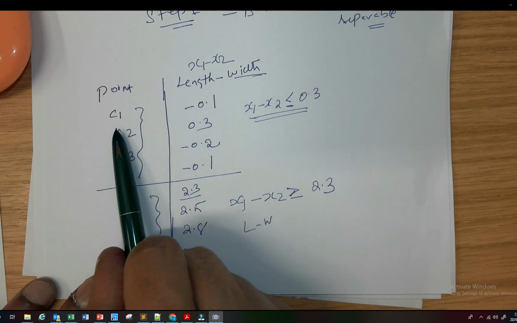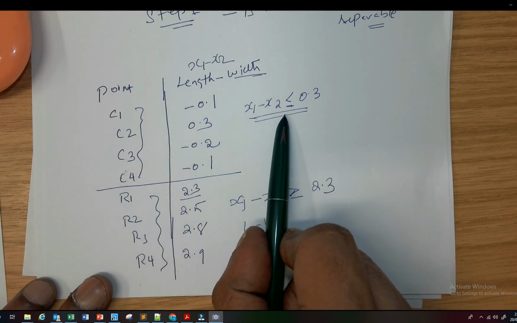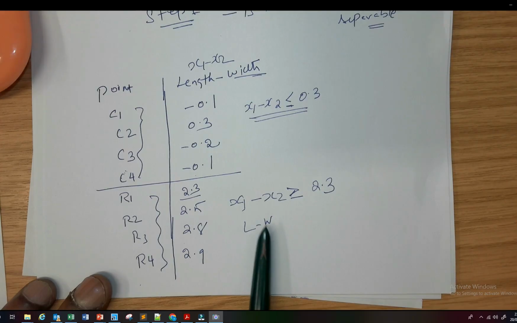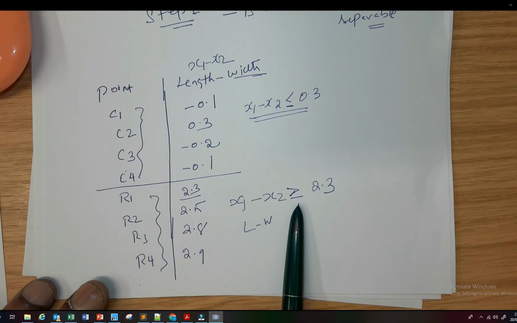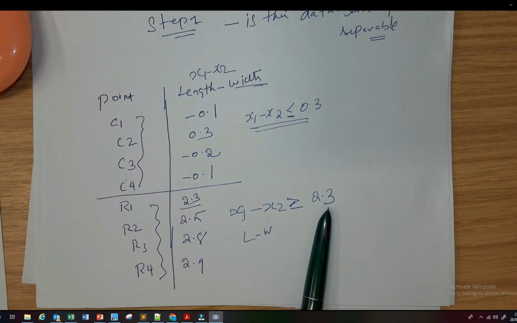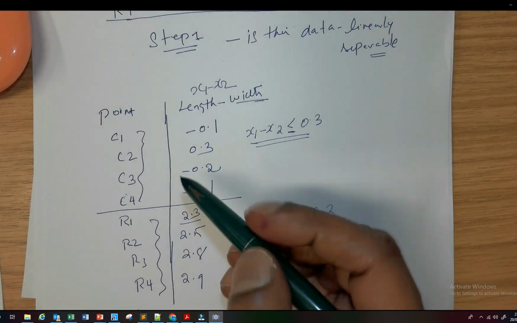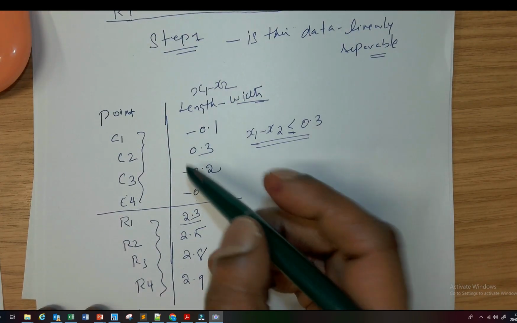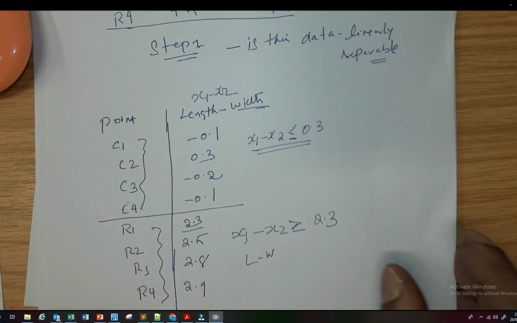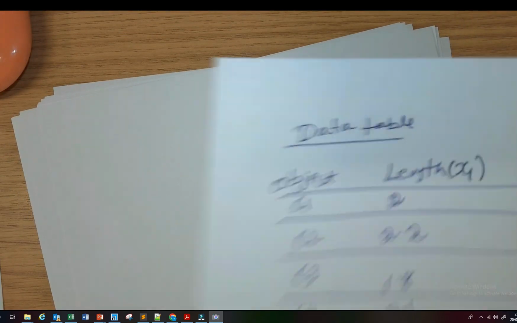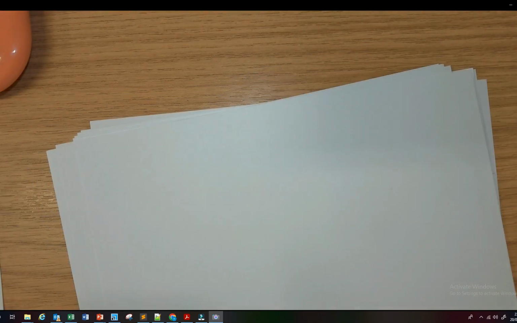So for the case of circle, this condition applies. For the case of rectangle, x1 minus x2 greater than or equal to 2.3, this condition applies. So this is step 2. Step 2 is where we are doing some feature inspection, you can call it that way. And now we go to step 3. This is a very important step in the support vector machine.